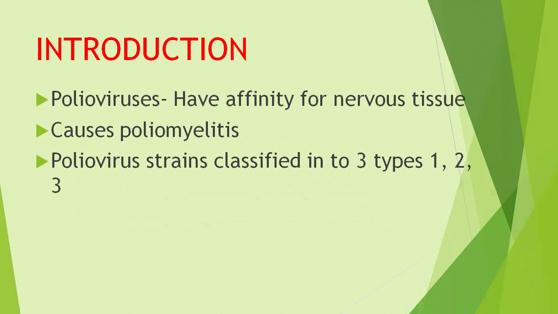Affinity for nervous tissue means it has attraction for the central nervous system. It directly affects the central nervous system, which means it directly infects the brain and spinal cord. Here it causes poliomyelitis. Poliovirus strains are classified into 3 types. So strain 1, 2, and 3.